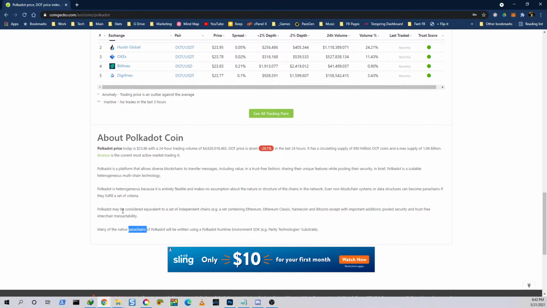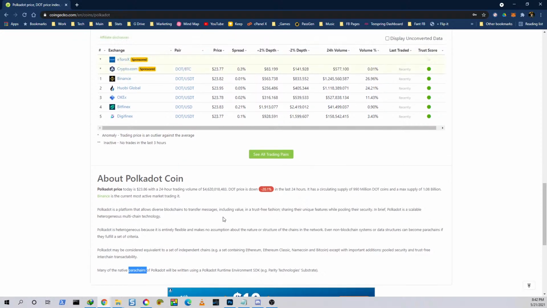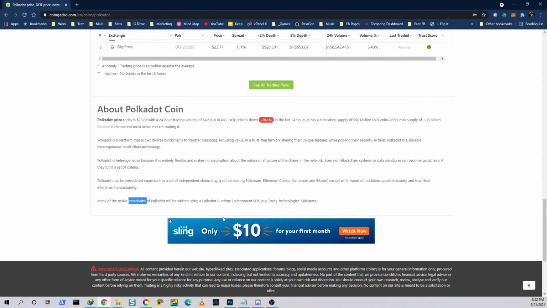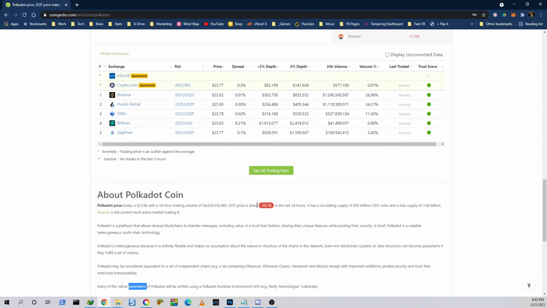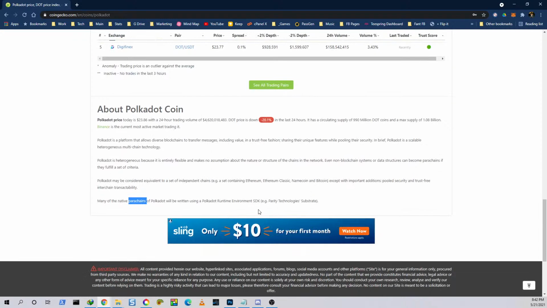Independent. Okay, Polkadot may be considered equivalent to a set of independent chains, i.e. a set containing Ethereum, Ethereum Classic, Namecoin, and Bitcoin, except with important additions: pooled security, trust-free. So basically, it's a multi-chain. That's interesting. Multi-chains and cross-chains and parachains, that's all.